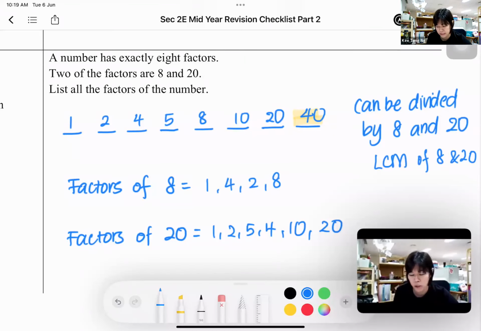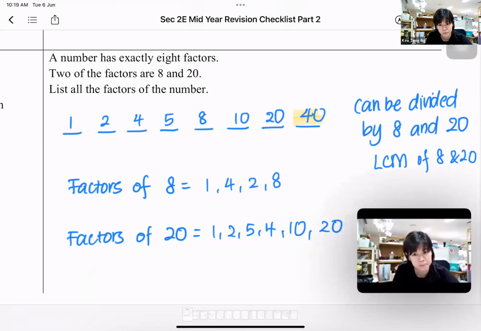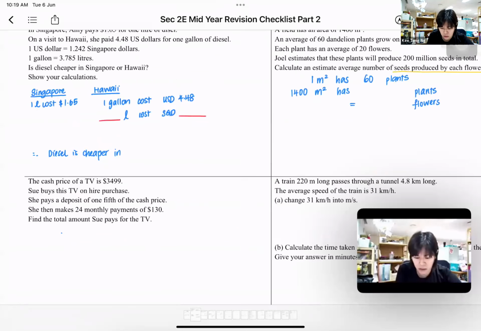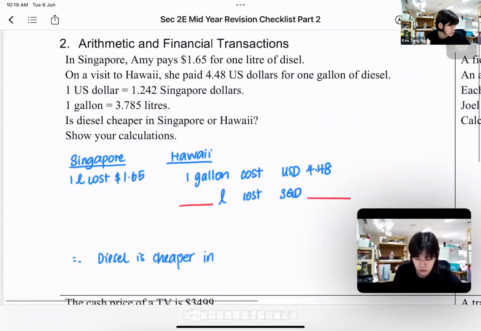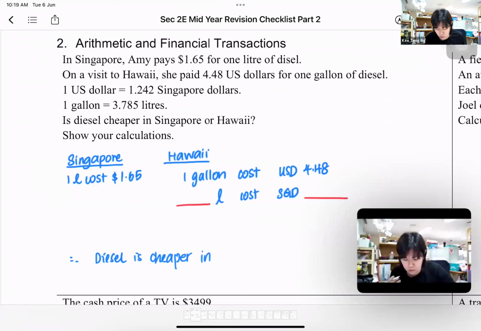Okay, so in exam, when you think of the last factor, you can think of the LCM. Okay, okay for this question? Okay, then I continue with the next question. Okay, can. Okay, next page. I got no time to write everything, so I shall chop.